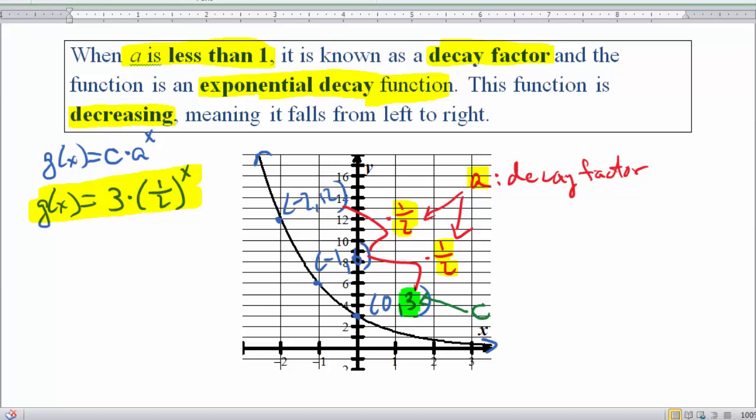Okay? And then again, this actually has the same characteristics as the other function, the growth function. The domain, it still goes all the way left to right, so it's going to be negative infinity to infinity.